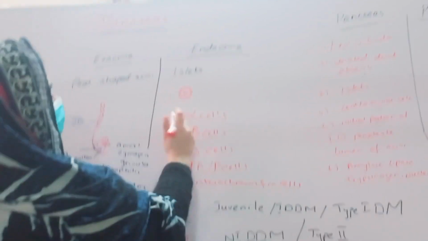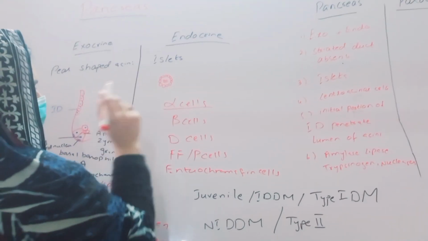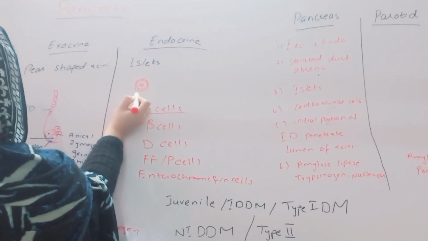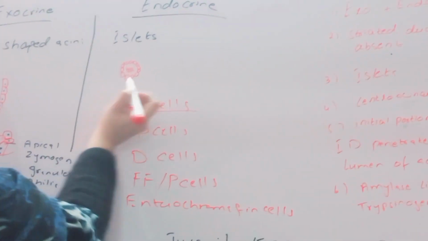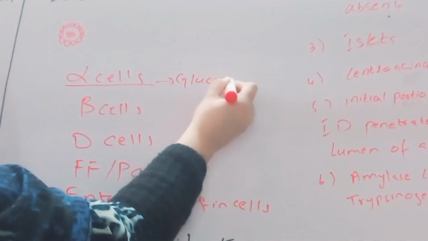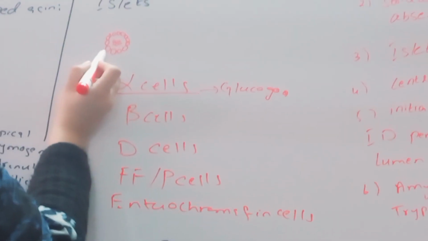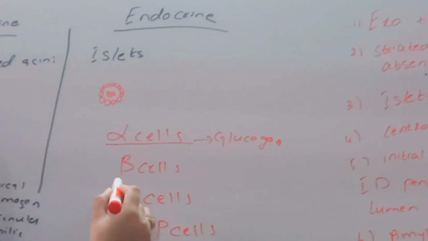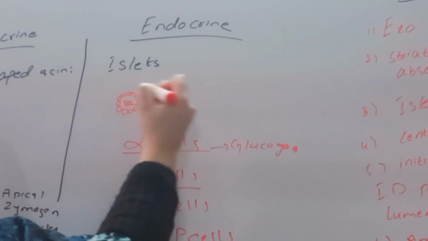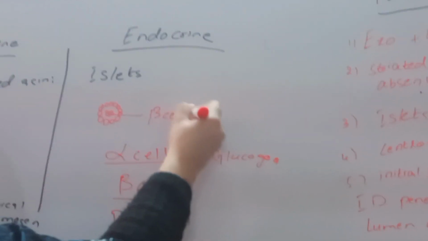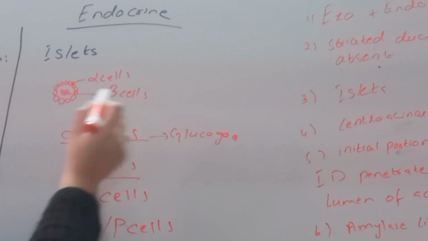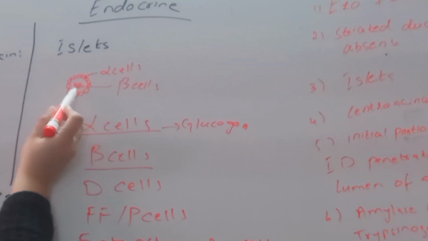So where are the alpha cells present? Alpha cells are present on the peripheral side of the islet of Langerhans, and these alpha cells secrete glucagon. These are somewhat darkly staining. Then we have beta cells. Beta cells are present in the center of the islet of Langerhans. Here are the alpha cells, present peripherally, and beta cells present in the center.